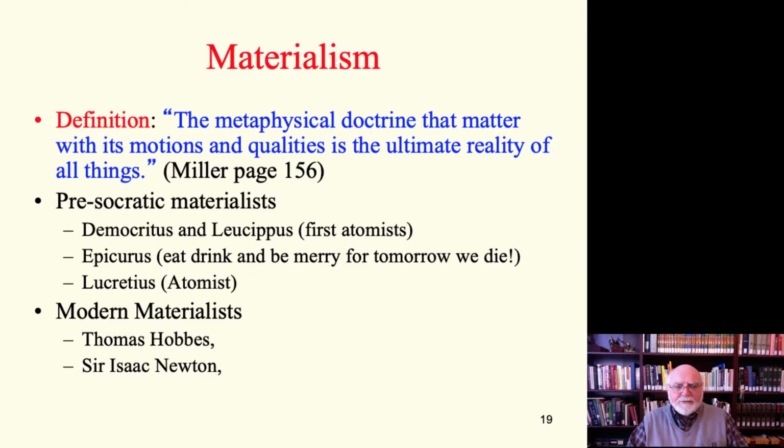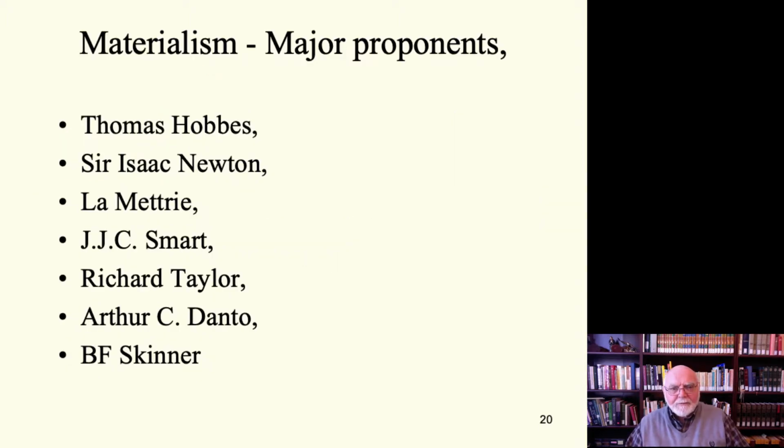Now the pre-Socratics weren't quite as sophisticated as that in their definitions, I've listed some of them, but the more contemporary, beginning introducing the modern era, people like Hobbes and Isaac Newton were. There are others who contributed to this area of materialism. J.J.C. Smart, an Australian, he's just passed away a year or two ago, Richard Taylor, Danto, and B.F. Skinner made some contributions using materialism as a background to his approach to psychotherapy. So with that in mind, let's move on. We won't get time to cover many of these people, but we're going to focus on Hobbes.